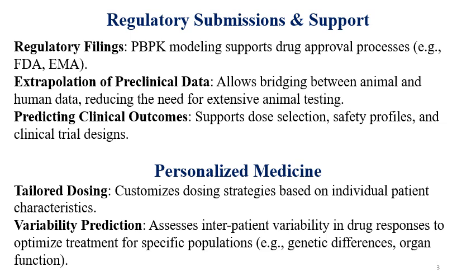Like, it can give an idea about the genetic differences and the organ functions. For example, if some drugs are dosed based on kidney function or liver function, then you can feed the data into these models and get the outcome of variability. So variability prediction can be done based on genetic differences and organ functions.